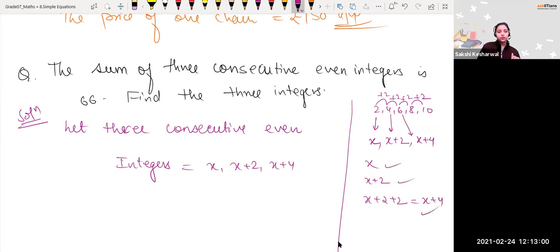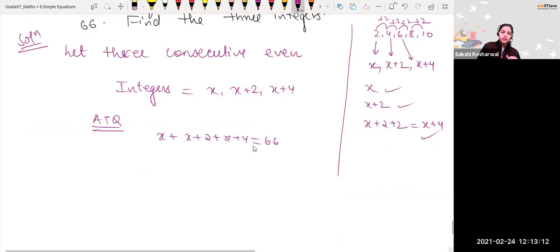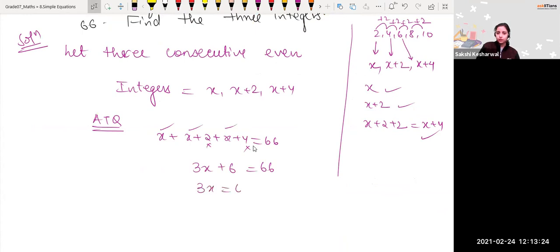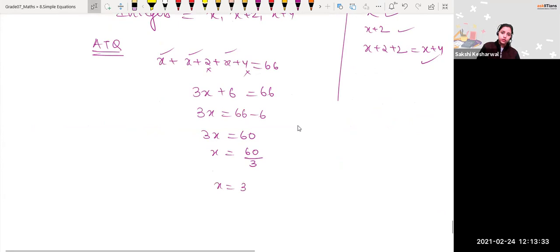Now according to the question, it says that the sum is 66. So x plus x plus 2 plus x plus 4 equals 66. You just add it up. So x plus x plus x is 3x, and 4 plus 2 is 6, so 3x plus 6 equals 66. Now 6 is in addition, so it will go to subtraction. So 3x equals 66 minus 6, which is 60. So x equals 60 divided by 3, because 3 is in multiplication, it will become division. So x is equal to 20.